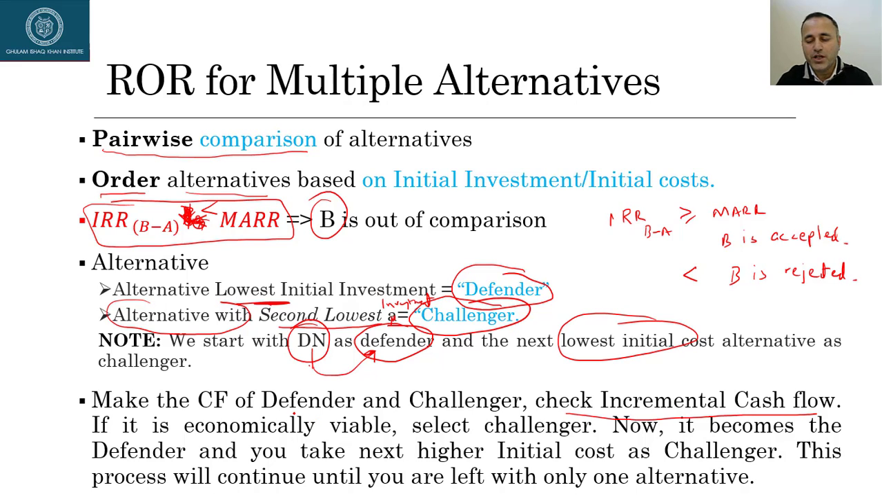Okay, so we compared, as I said, we do pairwise comparison. My first task is, if it is economically viable, select the challenger. If it is economically viable, so let's say if the IRR of B minus A is greater than MARR, then it is economically viable, so I will choose the challenger. And then the challenger will be compared with the next one, and in the next comparison, the challenger becomes the defender.